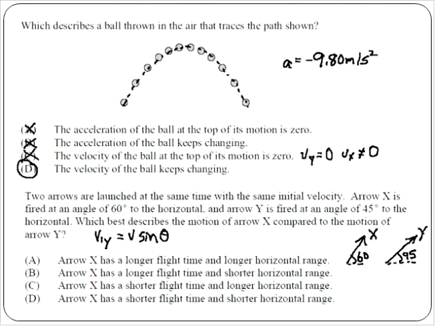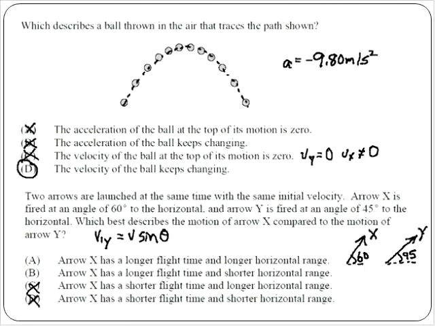So right away, we know it's got to be either A or B. We can rule out these two. Arrow X is not going to be in the air for a shorter amount of time because it was shot more straight up in the air. So that's going to make it stay in the air longer.